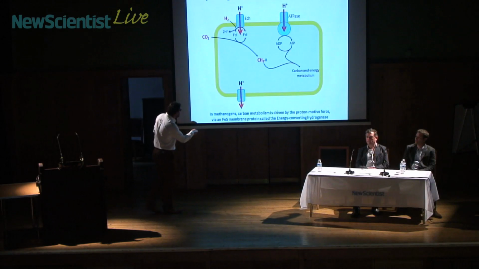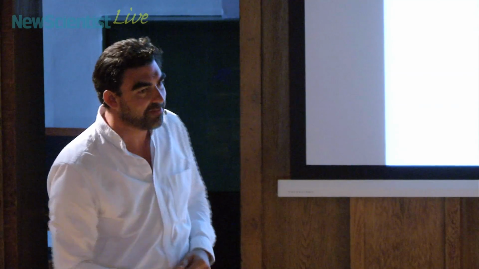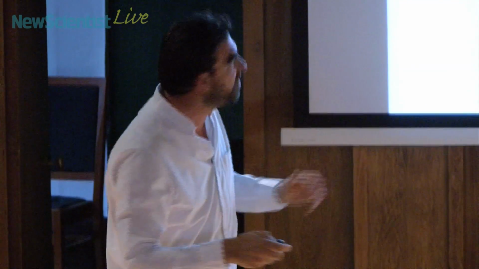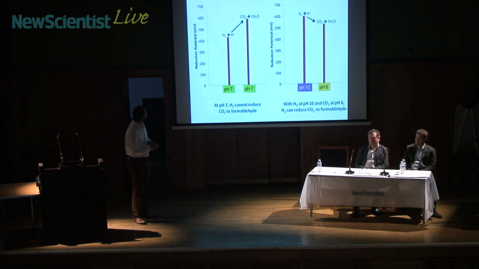Now these bugs have to regenerate that proton gradient, but you could cut that out with a natural proton gradient, potentially drive everything. So is there any way that we can learn anything from that? Well, possibly. So this is another way of seeing why you can't reduce CO2 with hydrogen.